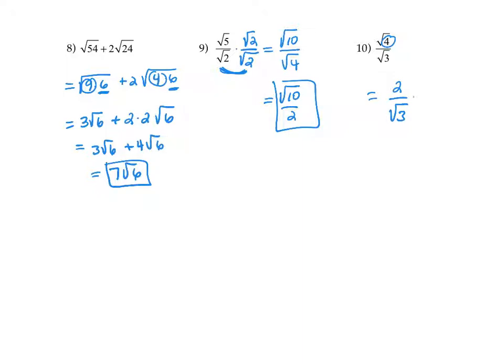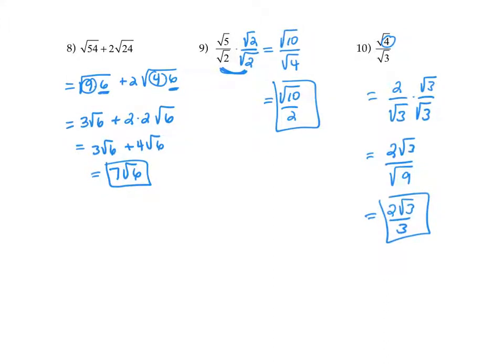Okay, now we have to rationalize and multiply top and bottom by whatever will make this denominator equal to a perfect square. So we need the square root of 3 over the square root of 3. In the top, it becomes 2 square root of 3. The denominator becomes the square root of 9. And then final answer would be 2 square root of 3 over 3. We're done.